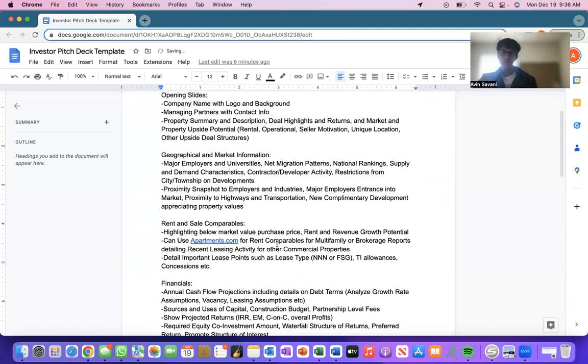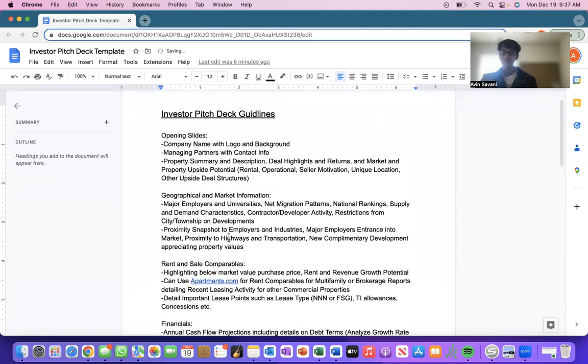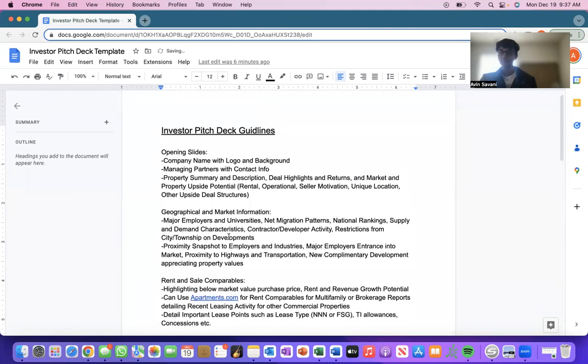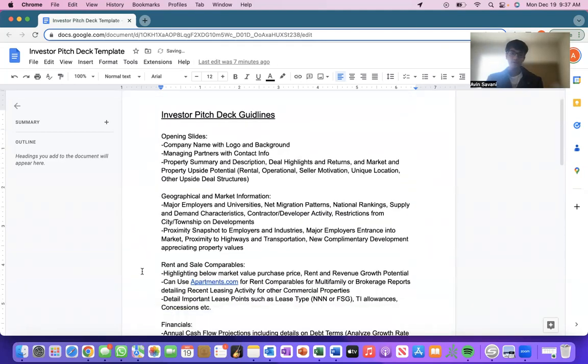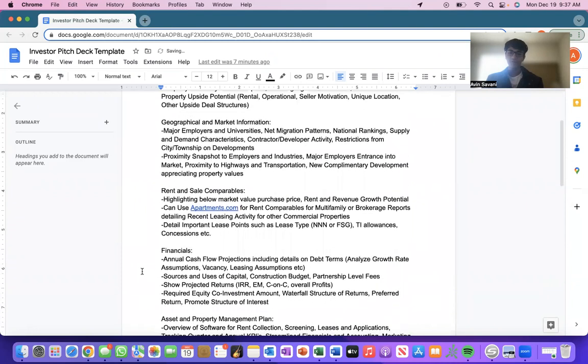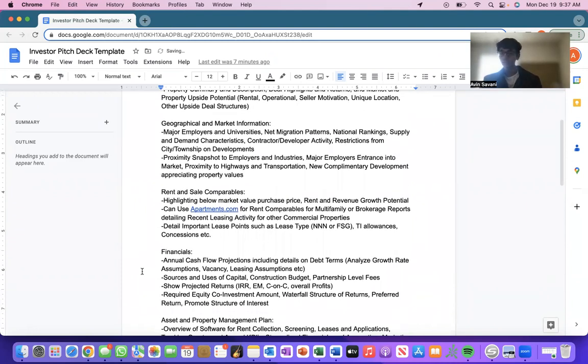Rent and sale comparables, that's another thing you'll have to do. But really it's not that difficult. Even a 10 to 12 page slide report is good enough. And obviously the content matters, but I think this is still doable for any deal. So I highly recommend you guys check a template like this out. There are probably a lot more videos on YouTube explaining it.